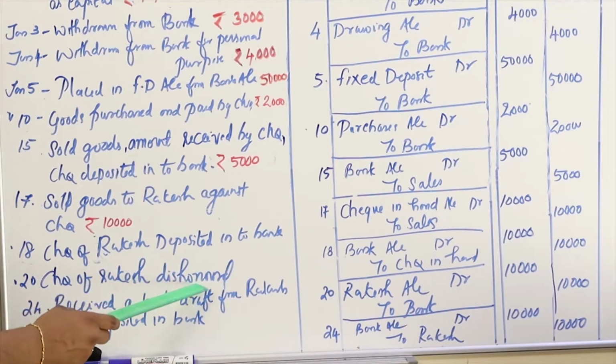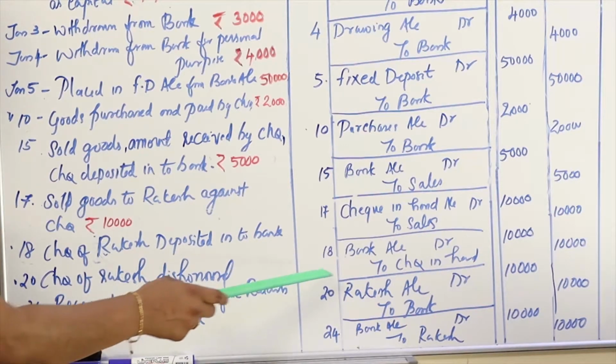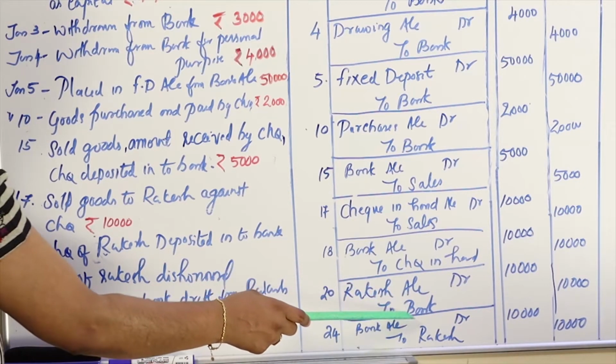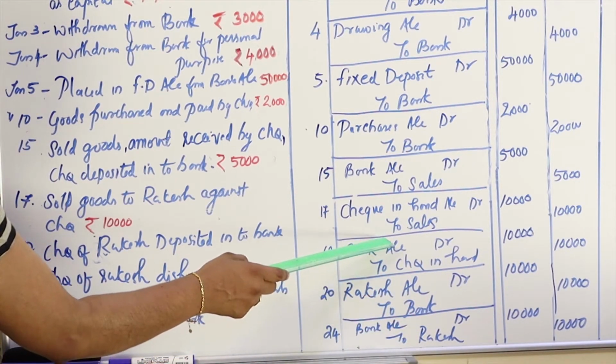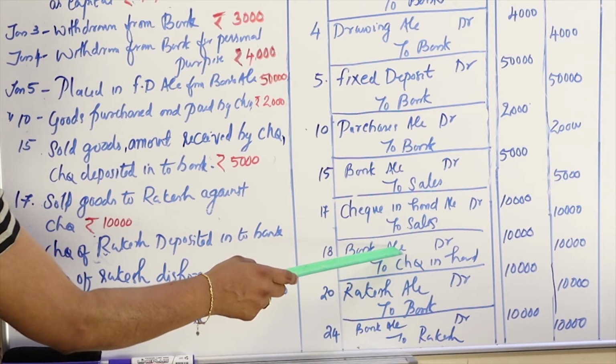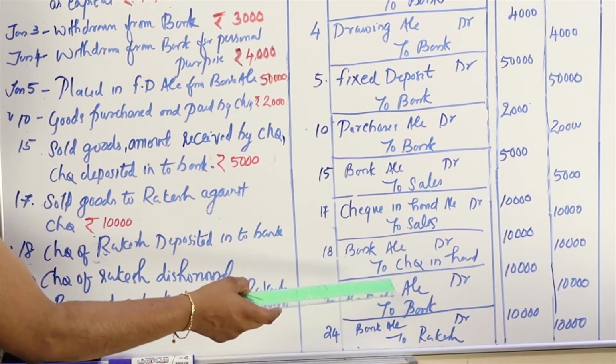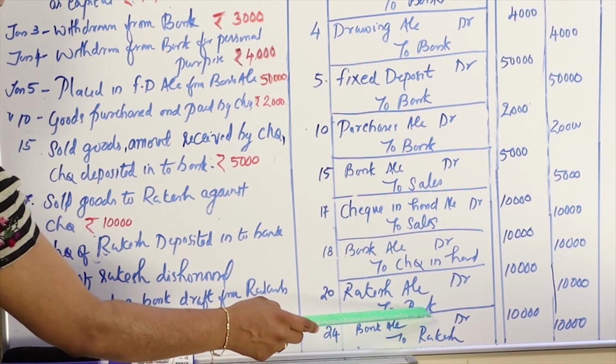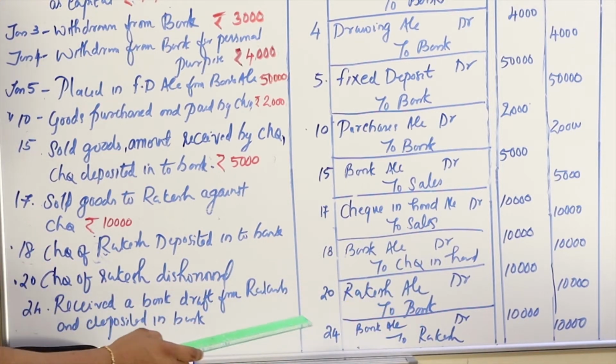Then 20th, January 20th, check of Rakesh dishonored. Check of Rakesh dishonored means we did not get this money because of some reasons. So maybe bank rejected because of some reasons. So that means our bank is reduced. So this amount is collectible from Rakesh. So you have to debit Rakesh and credit bank, because we already debited bank here and check in hand, but now this amount is not in bank because this check is dishonored, so we have to credit bank. So Rakesh account to bank.